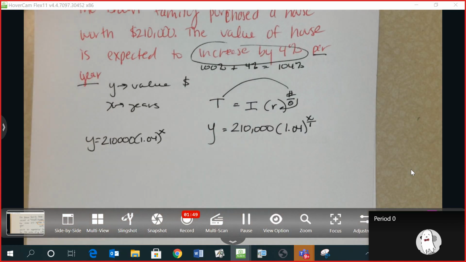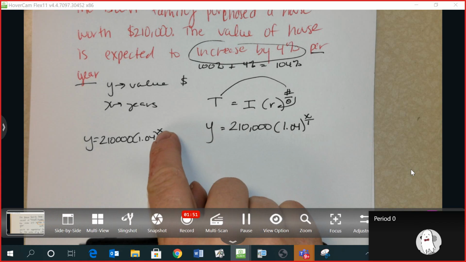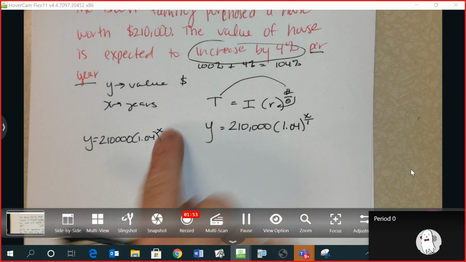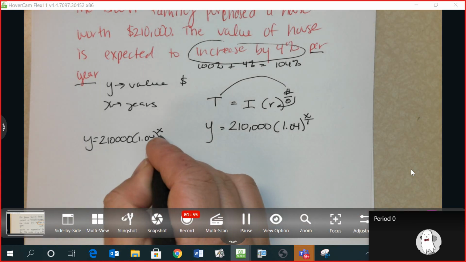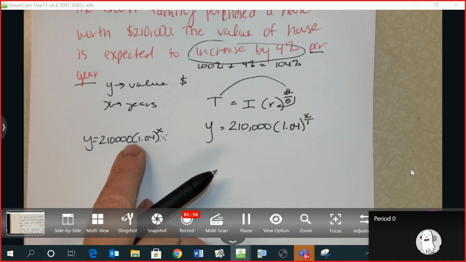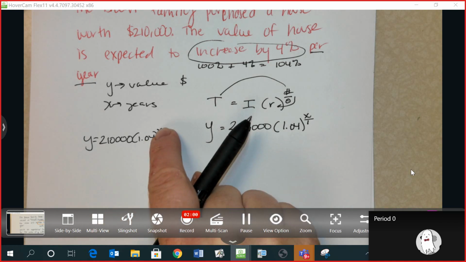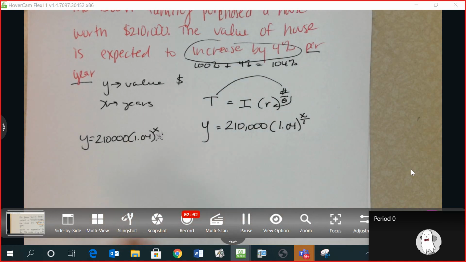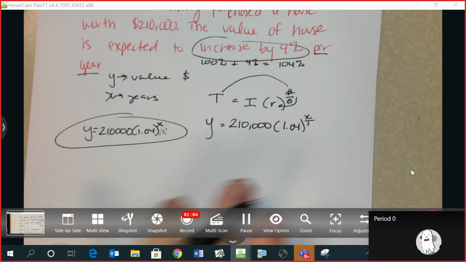Now, in the past, I've had students that have done this, but when they write out their answer, they put the x, and I'm going to do this wrong, at the same level as the 1.04. Remember, this is an exponent. Make sure that it is up above as an exponent. So this is the equation.